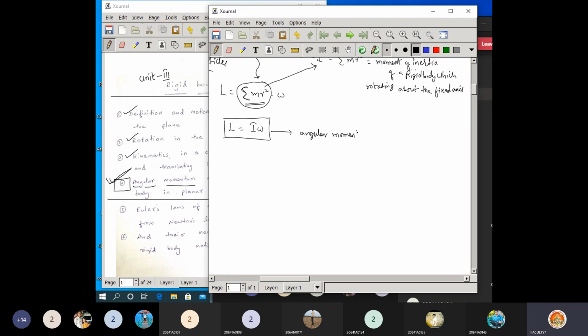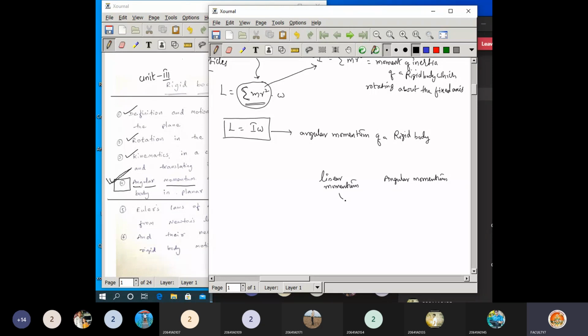So this is the expression for the angular momentum of a rigid body rotating about the fixed axis. Now if you want to compare this with the linear momentum, let us compare here. Okay, I will write a comparison here. So what is the comparison? We are comparing the linear momentum and the angular momentum. We will take these two and see what is going on here.